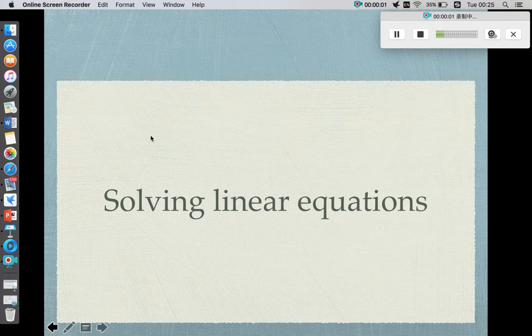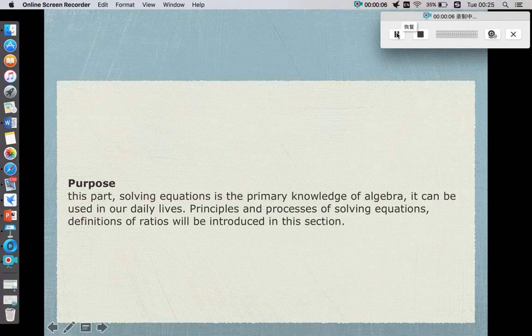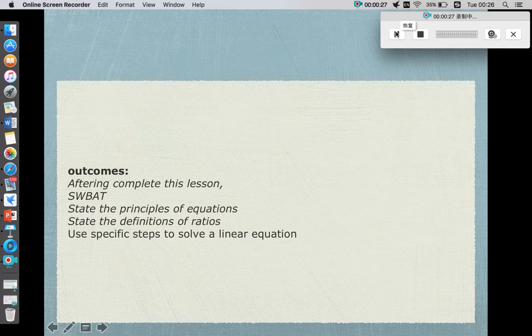Today we will talk about solving linear equations. Solving equations is the primary knowledge of algebra. It can be used in our daily lives. Principles and processes of solving equations, definitions of ratios will be introduced in this section.